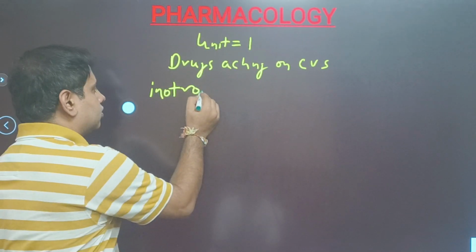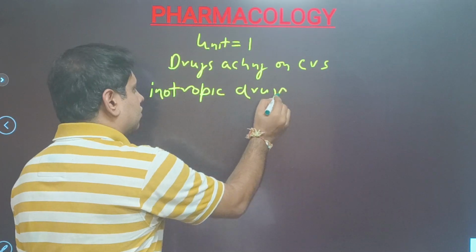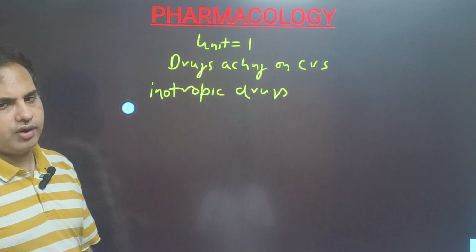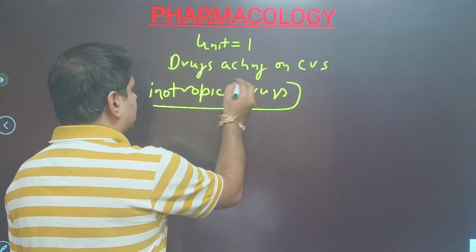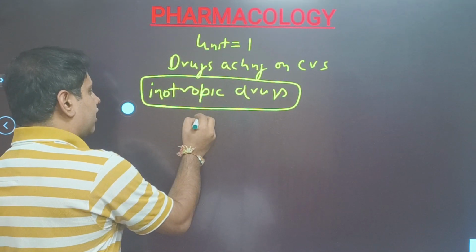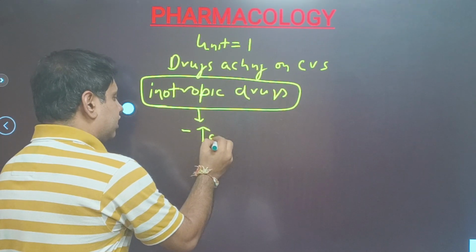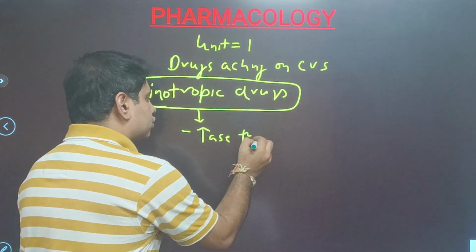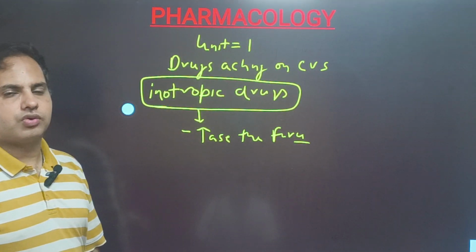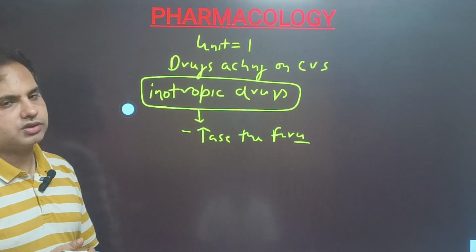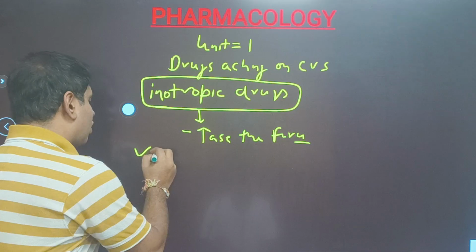Inotropic drugs are those drugs which increase the force of contraction of the ventricles. These types of drugs we call inotropic drugs. Under inotropic drugs, we are discussing digoxin.